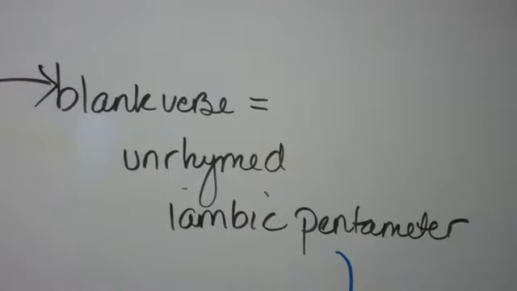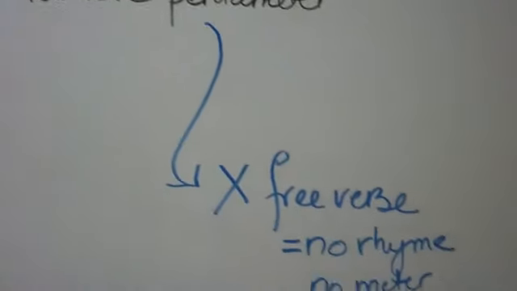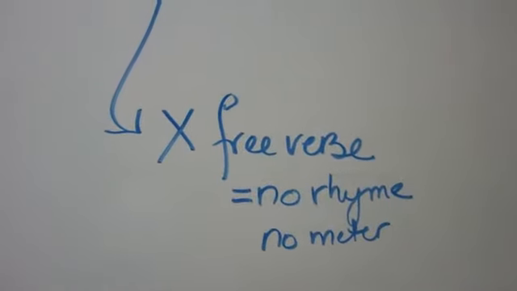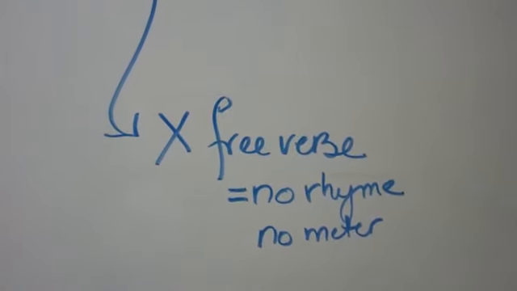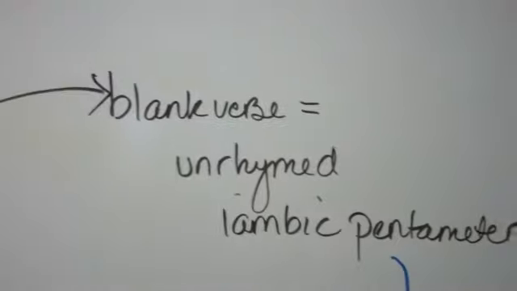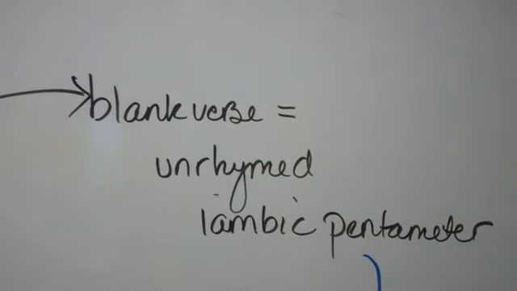Now it's important to make a distinction between blank verse and free verse. Free verse is what a lot of 20th and 21st century poetry is written in. Free verse has neither rhyme nor meter. Okay, so that's not the same as blank verse. Blank verse is unrhymed, but it does have meter, so it's unrhymed iambic pentameter.